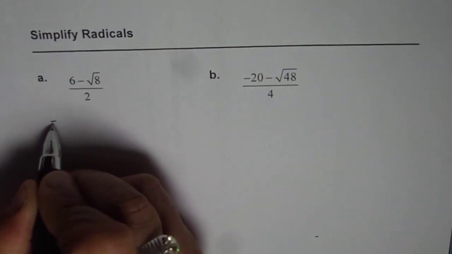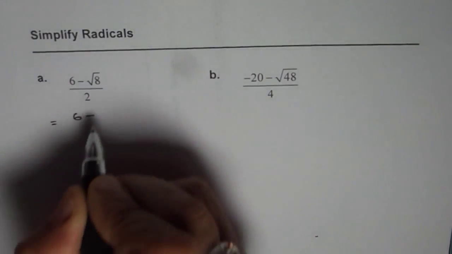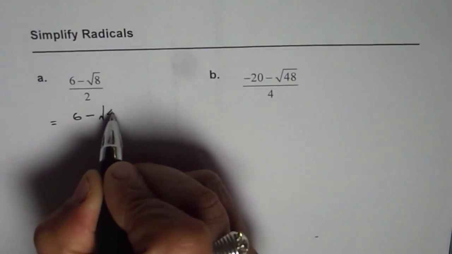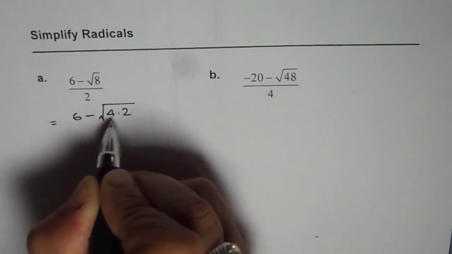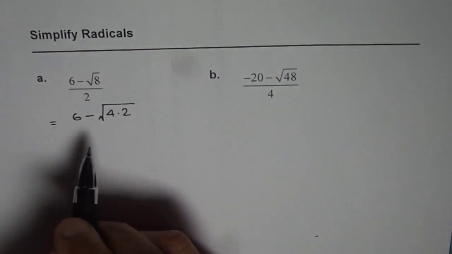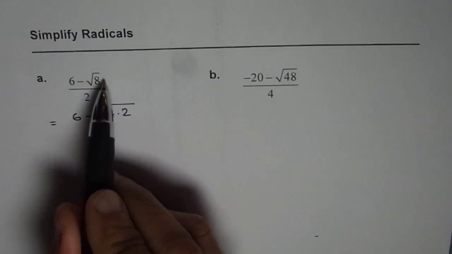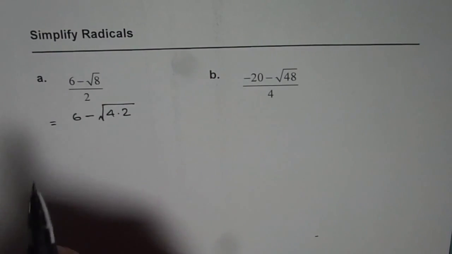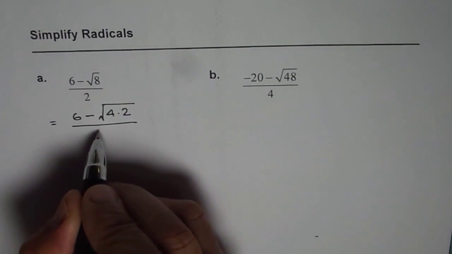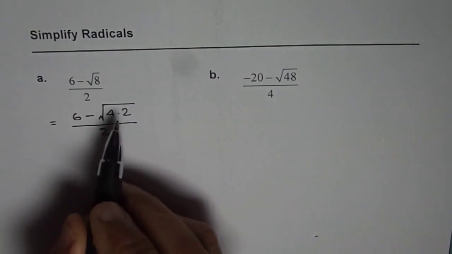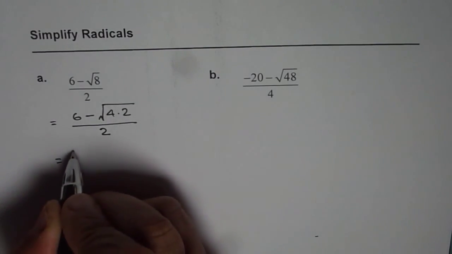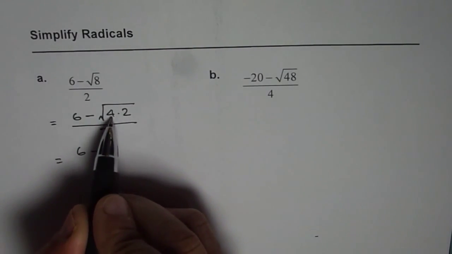So we can write this as 6 minus, 8 could be written as 4 times 2, right? 4 times 2 is 8. Now why did we write 4 times 2? 4 is a perfect square, so whatever number is there in the radical, try to find its factors and figure out a factor which is a perfect square. That helps. So now we can write this as 6 minus square root of 4 is how much?